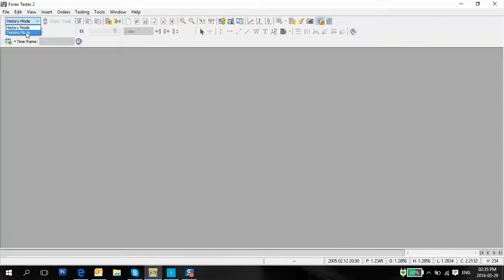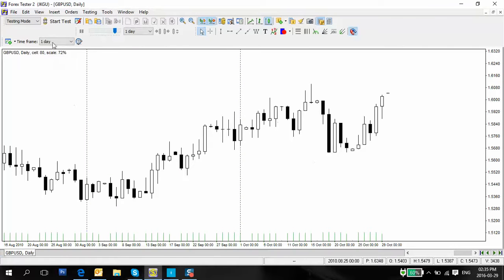So I'm going to switch to testing mode here. And what you can see now is obviously we've got all these different options here, right? And I've got a simple candlestick chart, and you can switch between them if you prefer a line chart or some sort of bar chart. And there we go, right? So I've got the daily chart up here, the pound dollar daily chart.